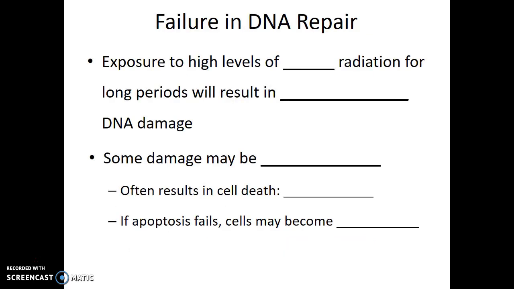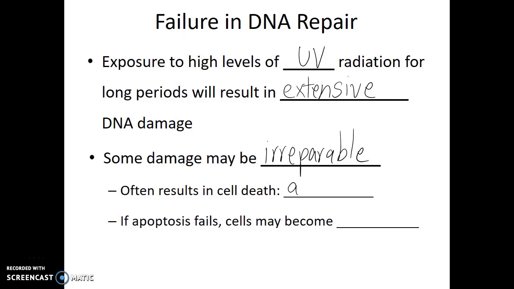And so it is possible to be exposed to high levels of UV radiation for long periods of time, which will result in extensive DNA damage. DNA damage that may not be easily repaired. In fact, some of this damage, again, may be irreparable. And so the result is that if a cell recognizes that it has extensive DNA damage that it cannot fix, that cell will typically trigger a self-destruct mechanism known as apoptosis.